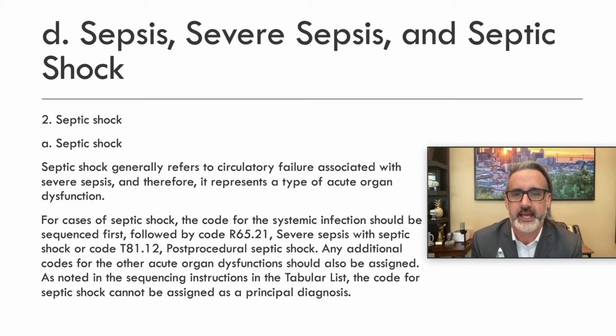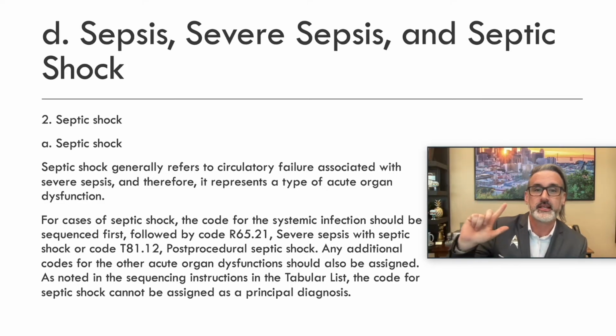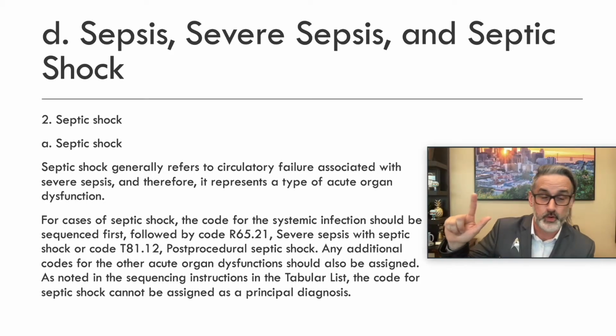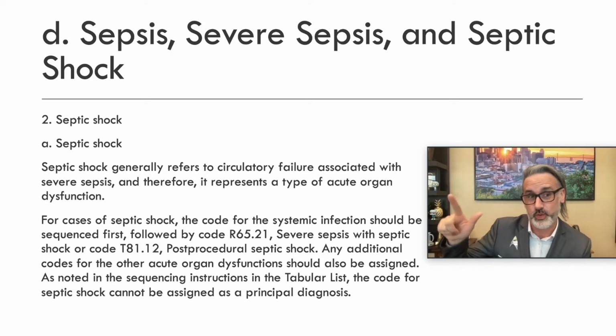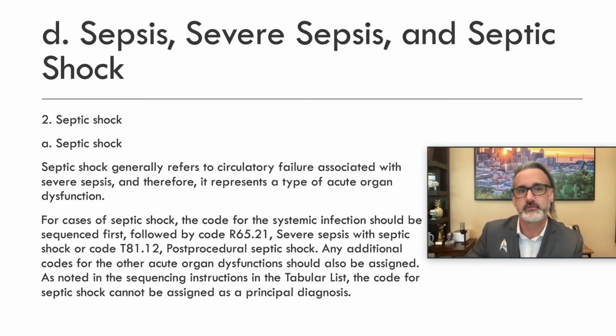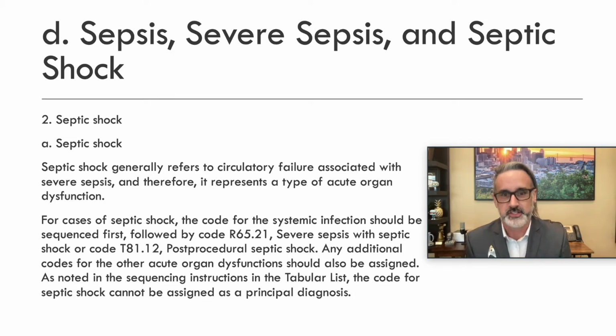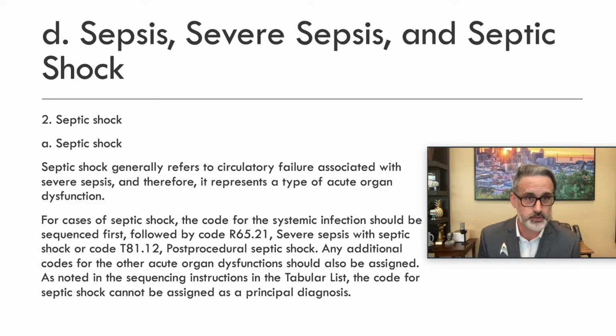if the patient has septic shock, then first we would code whatever systemic infection the patient has going on. So that'd be the first diagnosis code. And then the second code would be the R65.21, severe sepsis with septic shock, or if that septic shock is due to post-procedural, as in like post-op. So if our documentation states the patient had a procedure that then caused the patient to have septic shock afterwards, instead of doing R65.21, we would code T81.12.